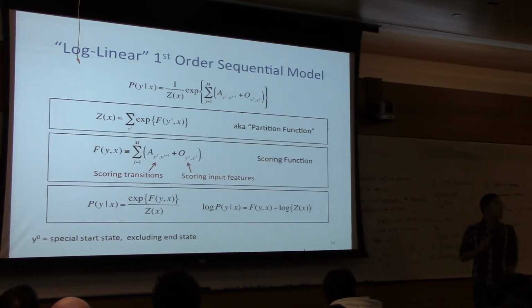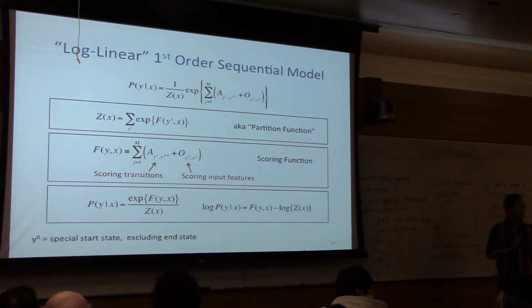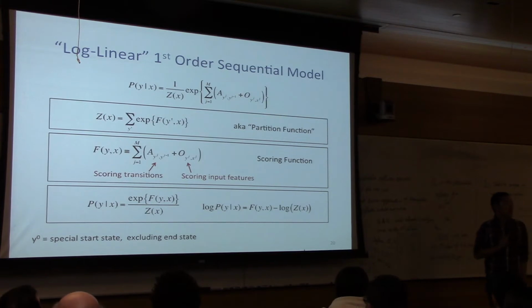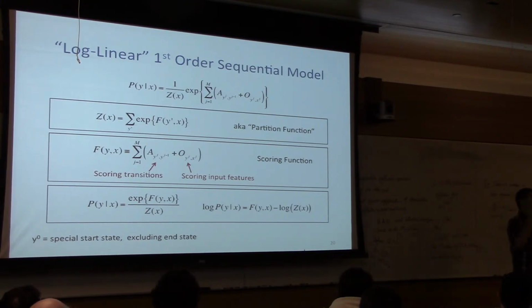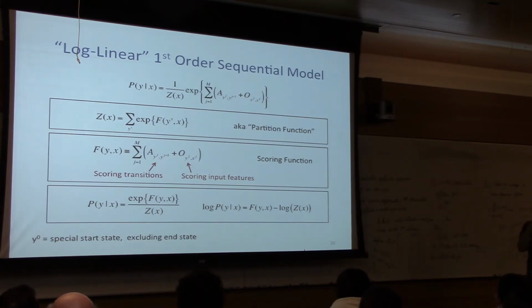Yeah. So for the z, if it's a sum over all possible y's, isn't that like L to the n? That's right. And we will talk about how you can use the forward backward algorithm to compute that efficiently, just like in HMMs. Structurally, it's the same algorithm. A few things have changed, but the structure is the same as the forward backward algorithm you use for training HMMs.